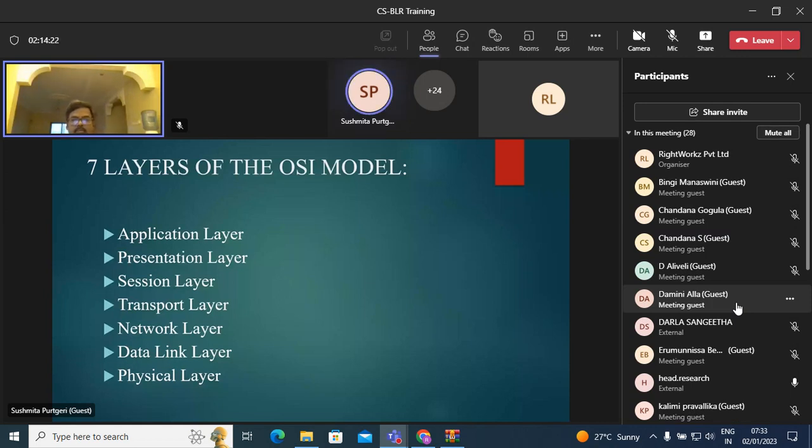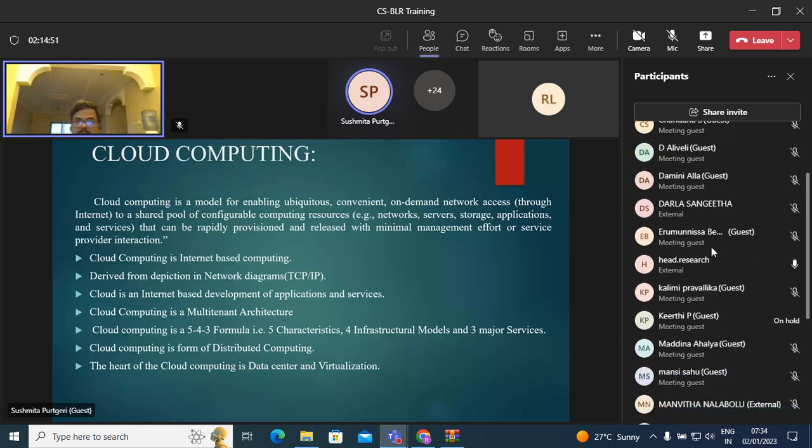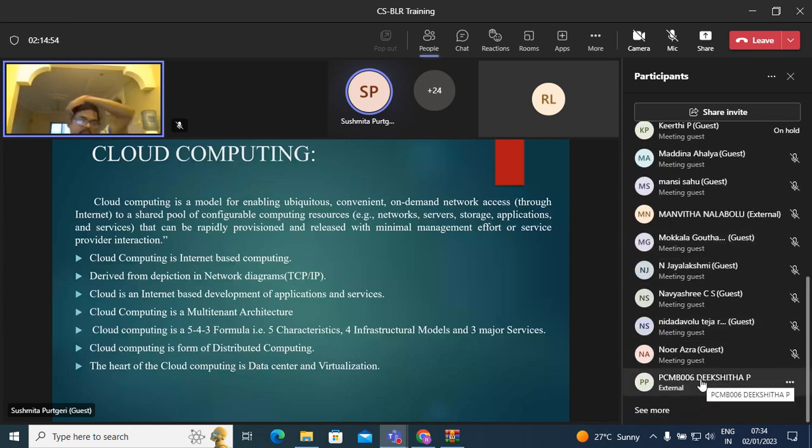And the next question is, what is cloud computing and concepts of cloud computing? Cloud computing is a modern form enabling ubiquitous, convenient, on-demand network access to a shared pool of configurable computing resources that can be rapidly provisioned and released with minimal management effort or service provider interaction. Cloud computing is internet-based computing derived from a depiction in a network diagram, that is TCP/IP, and cloud is an internet-based development of applications and services.